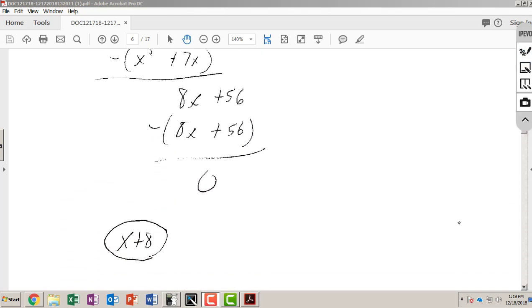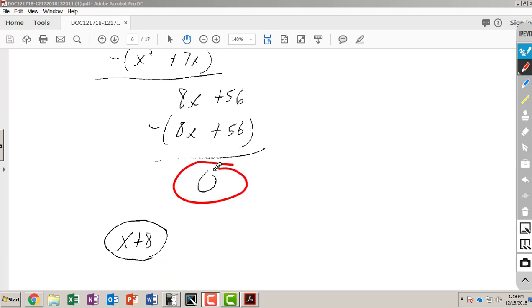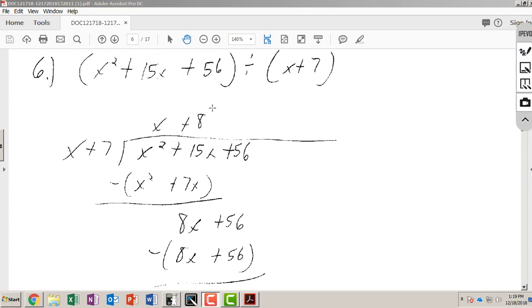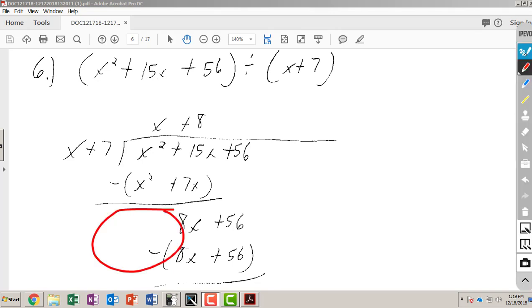When I subtract that, I get a remainder of 0. That means my answer is just x plus 8. You'll notice that it is also written up here. So this right here would be your answer of x plus 8.